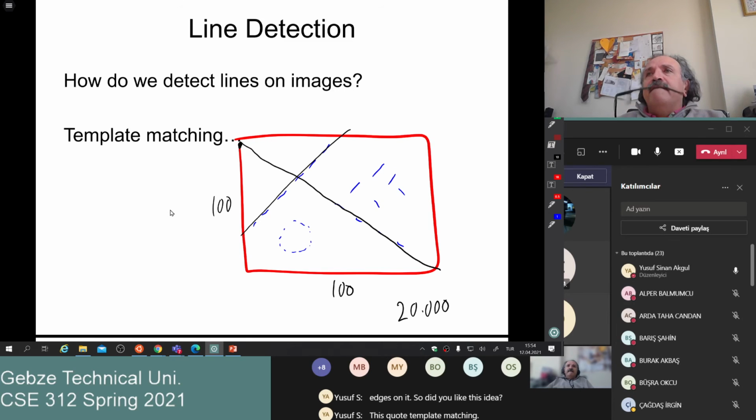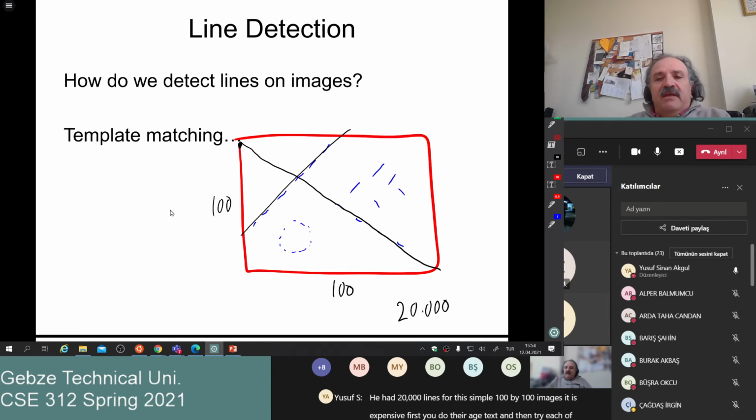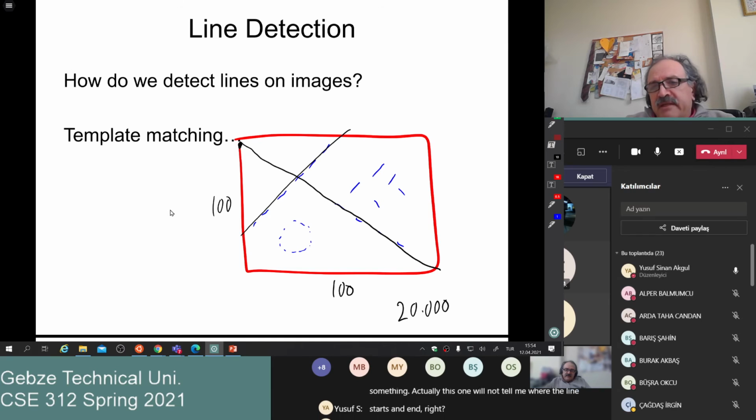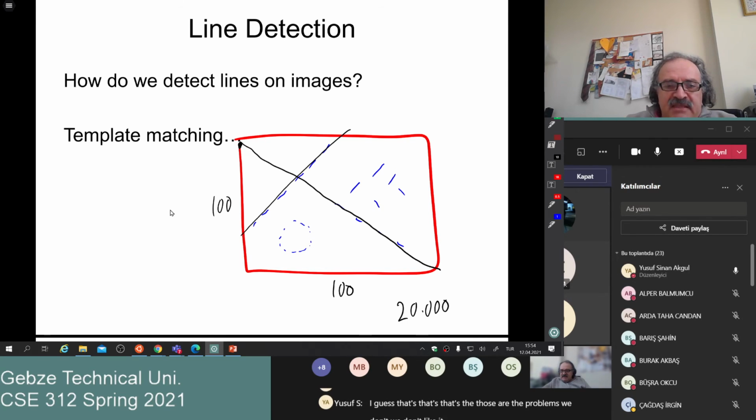Did you like this idea? It's good, but it looks very expensive. Yeah, 20,000 lines for this simple 100 by 100 image. It is expensive. First you do the edge detection, then try each of them one by one. That's not good. Also it ignores something actually. This one will not tell me where the line starts and ends, right? And I'm running this from one end to the other end. I guess those are the problems. We don't like it. Doesn't scale very well.